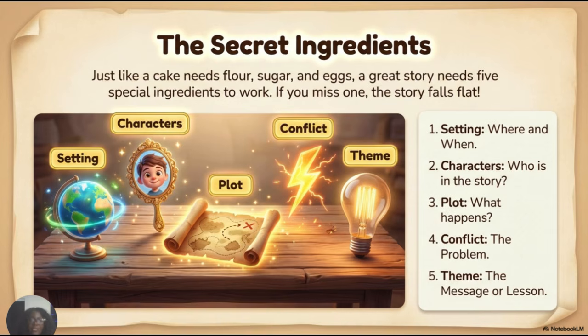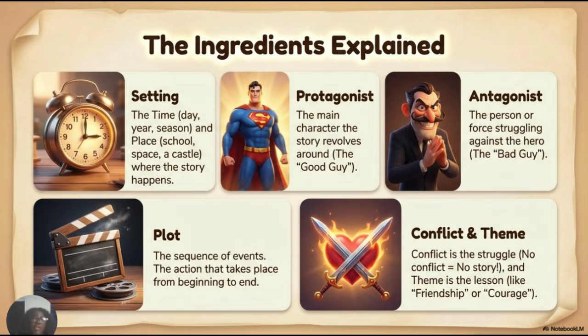We have the setting, the characters, the plot, the conflict, and the theme. Now, if any is missing, you find it very difficult to navigate your story very well. So you must ensure that these elements are in your story: setting, characters, plot, conflict, and theme. I'm going to take them one after the other. Let's start with the setting.